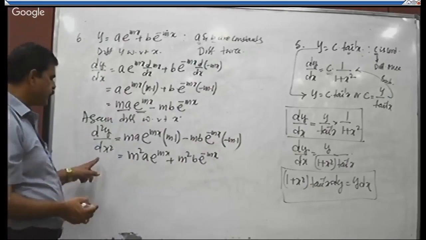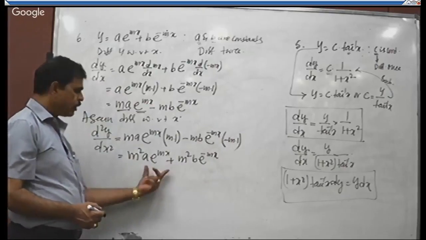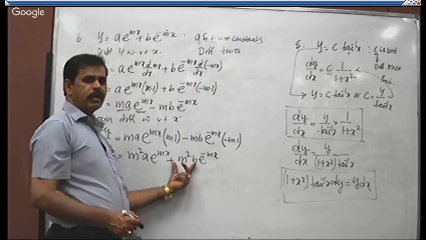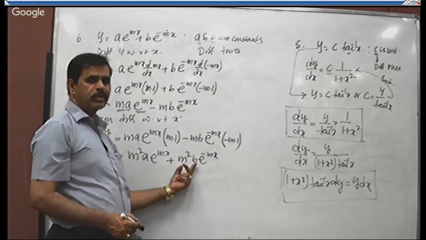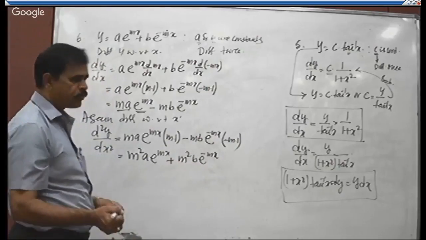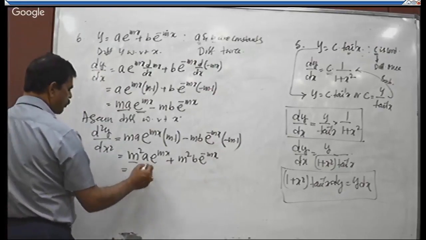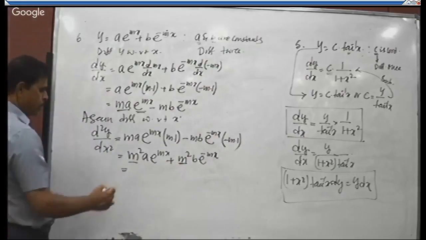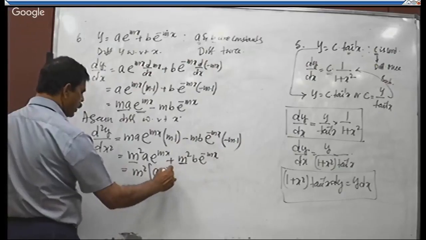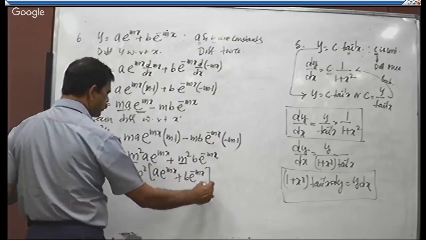Do you find constants? See, at the end of the second order derivative, constants are still there. They are not removed. So then what to do? We have to remove them by the substitution method. How to substitute? See, check the derivative. M square is common. You take m square. What is remaining? A into e to the power of mx plus b into e to the power of minus mx.